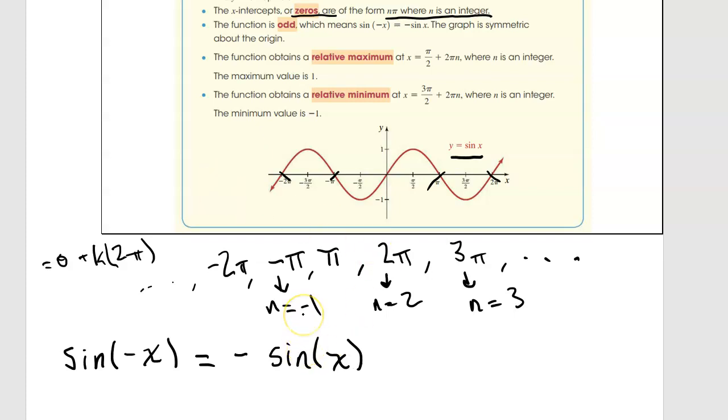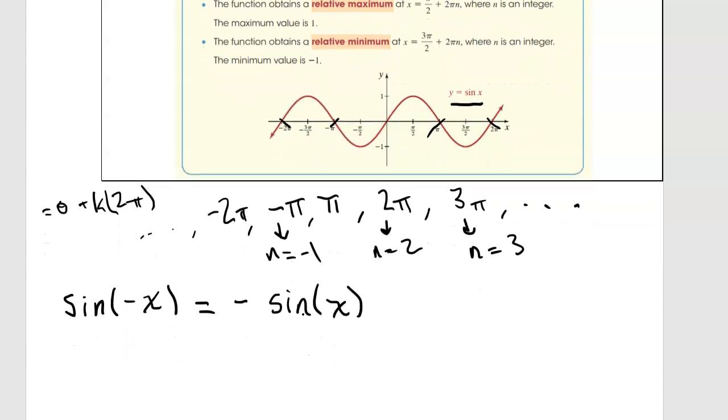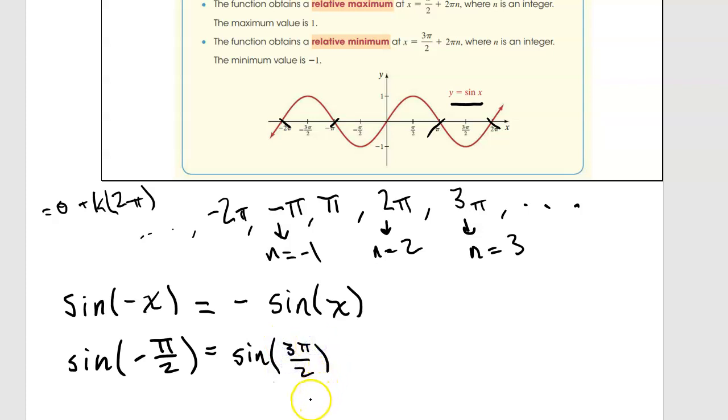So let's do an example. If we look at sine of negative pi over 2, this is going to be equal to, remember, this is equal to sine of 3 pi over 2. This is from the example earlier. I just added 2 pi to this, which is negative 1.